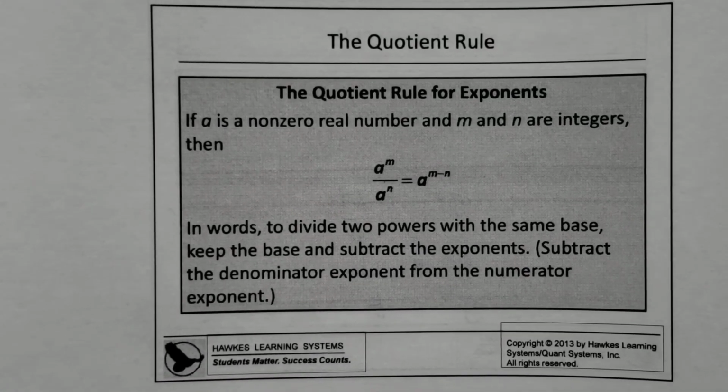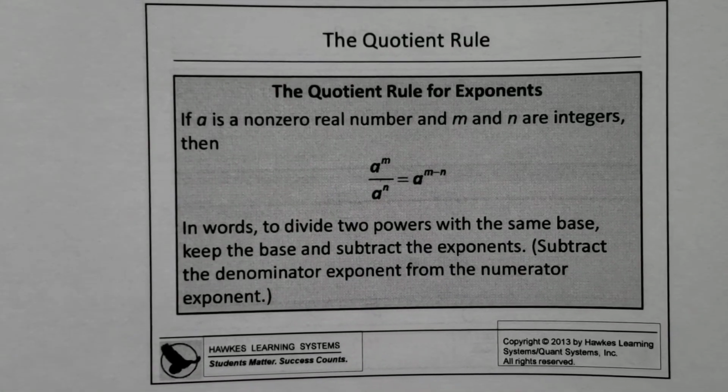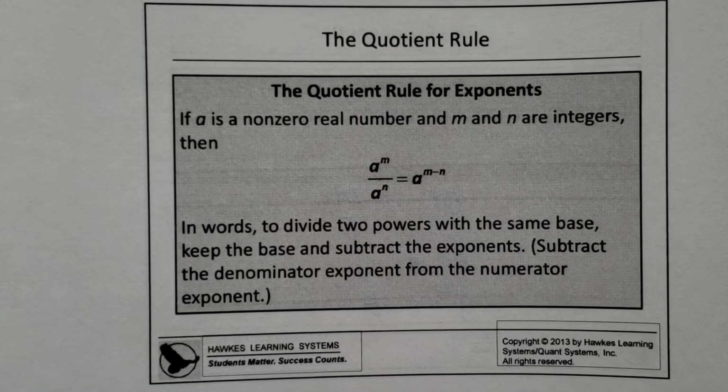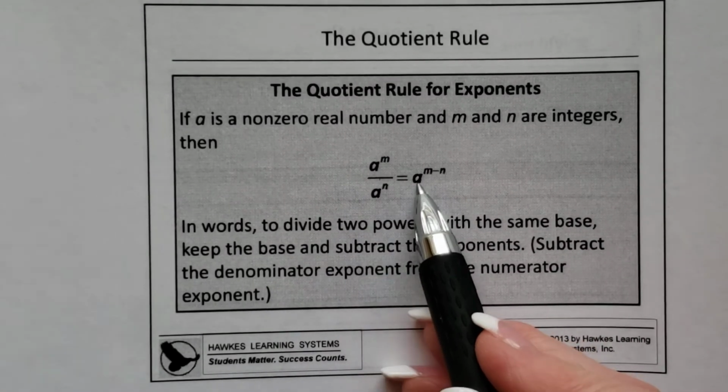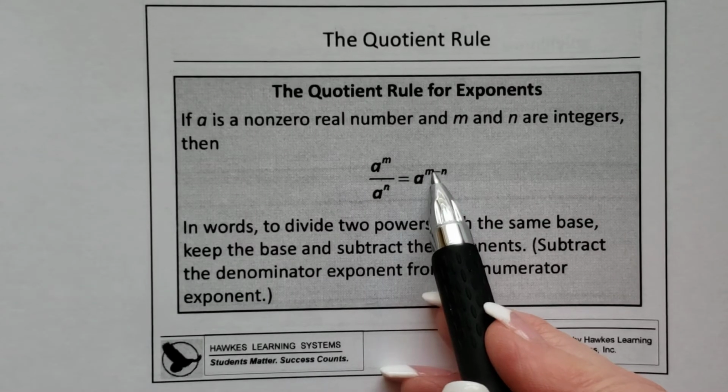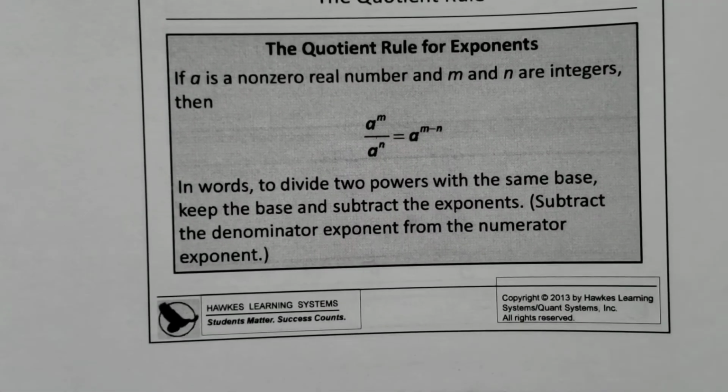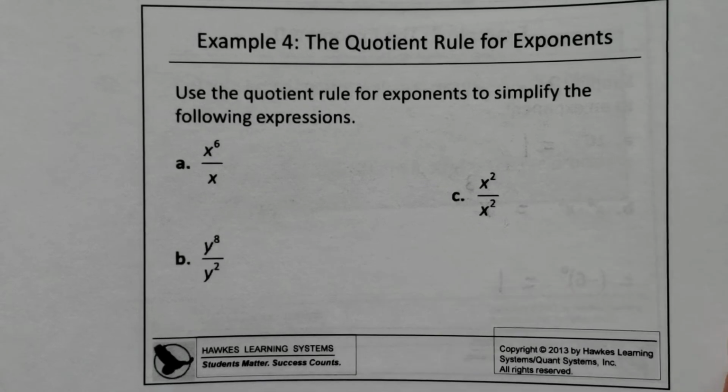So now we have another rule. If you are dividing two numbers that have the same base, what you do is you subtract their exponents. So a to the m divided by a to the n is equal to a to the m minus n. So let's look at how that plays out.